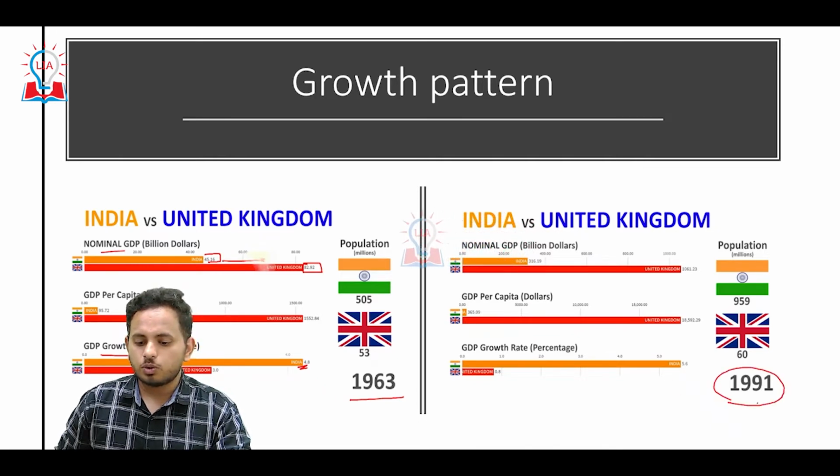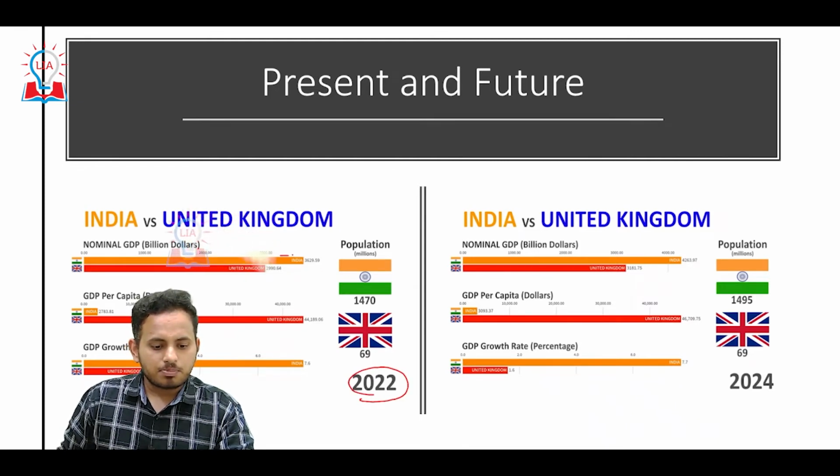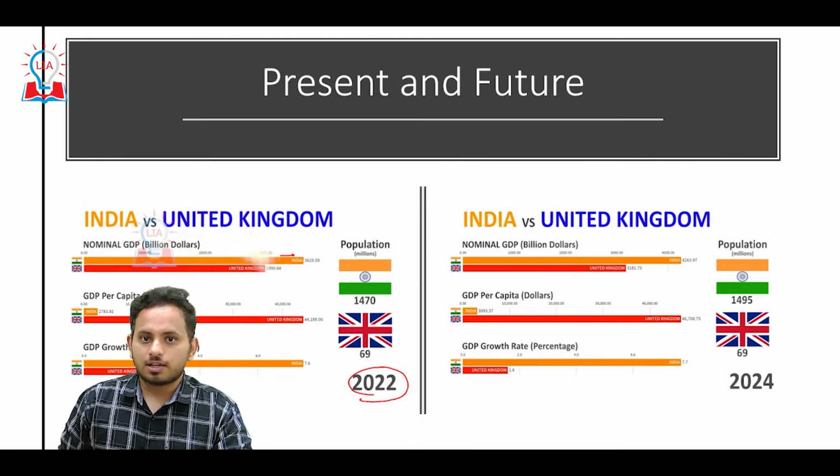Fast forward to 1991, still the same situation continues. In nominal GDP terms, India is faring very far behind the UK. But in 2022, things changed. India surpassed the UK to become the world's fifth largest economy. Look at the estimates: for 2024, the projections say that India will continue to grow.